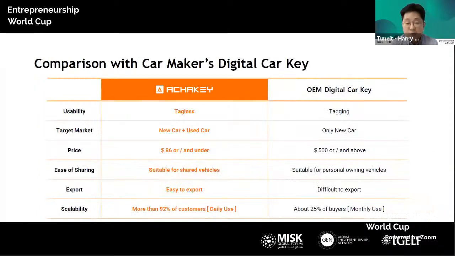Now let's compare with car makers' digital car keys. We don't tag. We cover all new cars and old cars. We can supply at a very low price. It's more suitable for sharing services. We can go global anywhere without negotiating with local telecom companies. Our customers have very high loyalty.